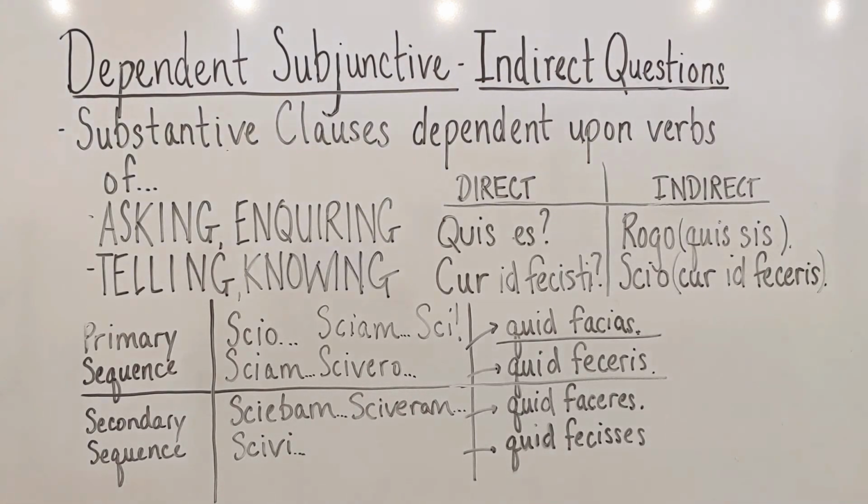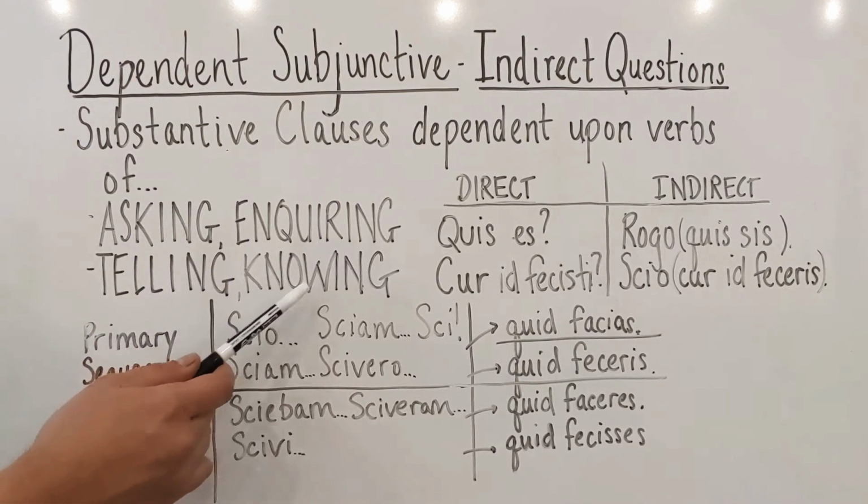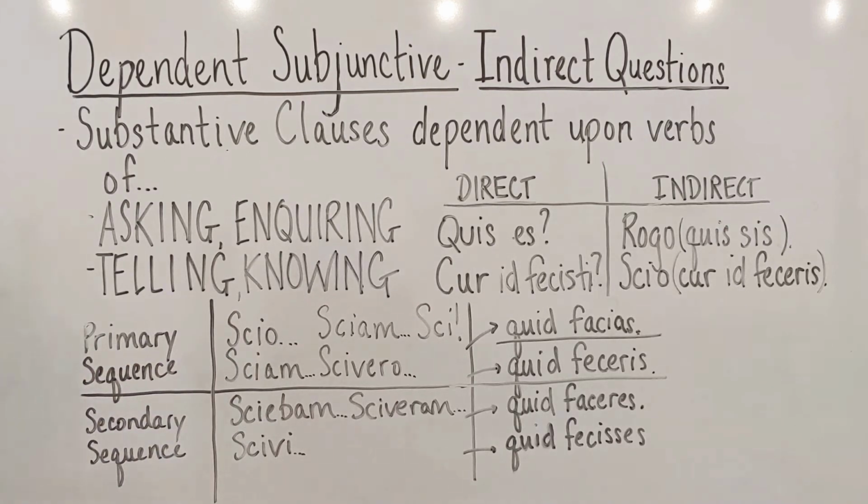So each one of those can be answered, like the indirect statement, by answering the question, what? What did I order the soldiers not to do? Pitch camp near the forest. What am I asking you not to do? Stop screaming. So like indirect statements and indirect commands, indirect questions are substantive clauses. They answer the question, what? What am I asking? What am I inquiring? What am I telling? What am I knowing? So these are dependent upon verbs of asking, inquiring, telling, and knowing.